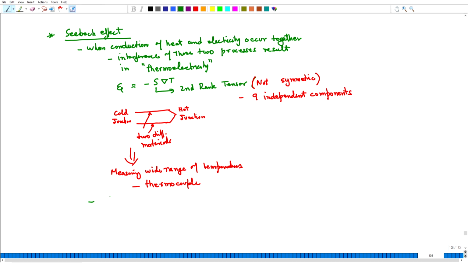There is a reverse effect which is called the Peltier effect, where you apply an EMF to get a temperature difference, and one of the applications of this is Peltier coolers, which can lower the temperature in a small chamber.